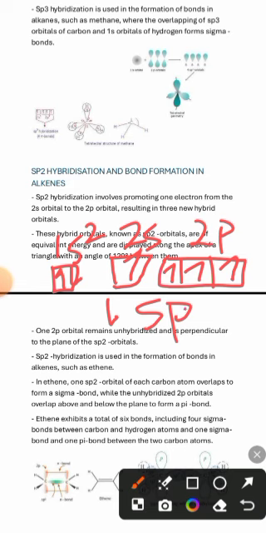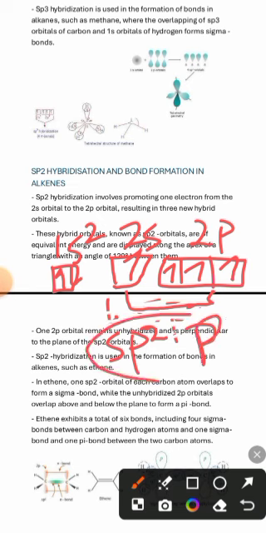Now the sp2, how is it formed? We can see that one s will mix with two p orbitals, therefore we have sp2 orbitals and one unhybridized p orbital, the sp2 and the unhybridized or pure p orbital.